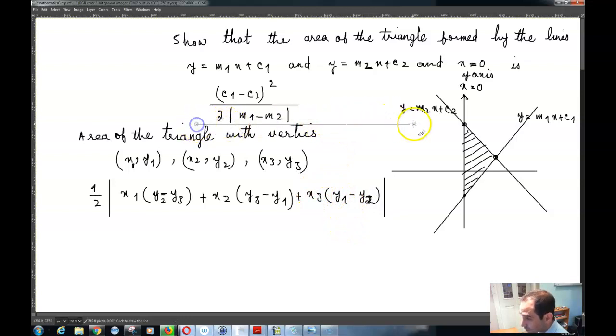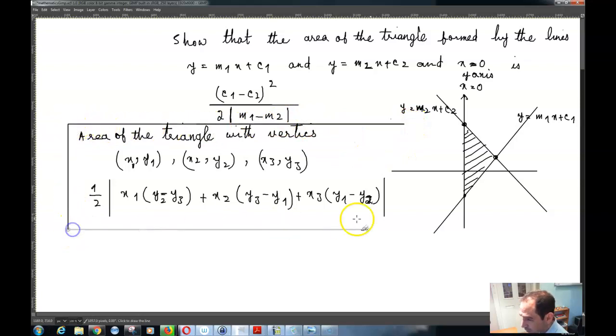So the area of the triangle having these three vertices as x1, y1, x2, y2, x3, y3 is given by this formula. So now, if I can figure out the three vertices of these lines, then I can put them in this formula over here, and basically find a general way of finding such a triangle.